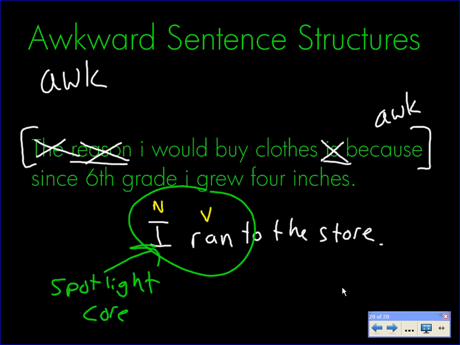Heather, read your sentence now. I buy clothes because since 6th grade I grew 4 inches. Okay. Let's hear the two next to each other. The reason I would buy clothes is because since 6th grade I grew 4 inches. Or, I would buy clothes because since 6th grade I grew 4 inches. Which of those is cleaner and clearer? Thank you, Jessica. The second one.